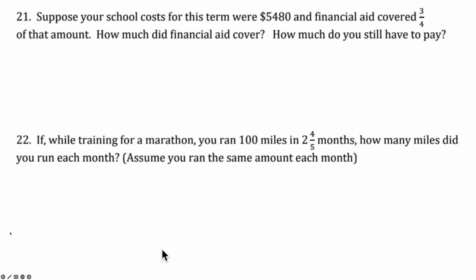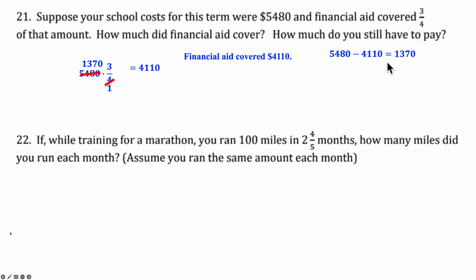21. Suppose your school costs for this term were $5,480 and financial aid covered 3/4 of the amount. How much did financial aid cover? Again, 3/4 of, we have to multiply. So 4 goes into 5480, 1,370 times, multiplied by 3, 4,110. That's the amount financial aid covered. How much do you still have to pay? Well, subtract the 5480 by 4110. You have to pay $1,370.